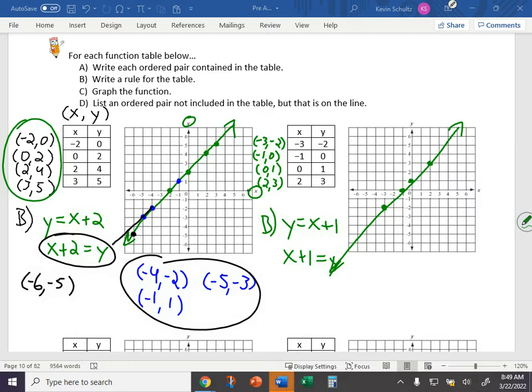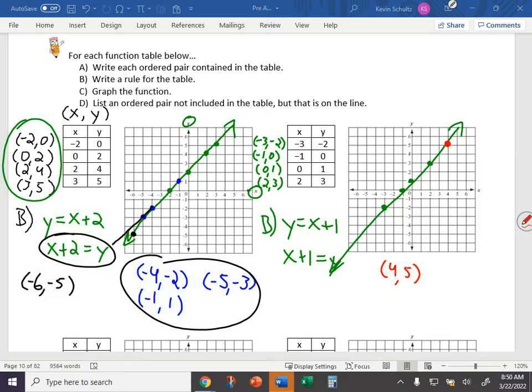Sophie. 4, 5. Let's make that point bigger so it fits on the line. Good. And how do we know that 4, 5 works? How can you defend that choice? Because it follows the rule. Yeah. If our rule is x plus 1, 4 plus 1 equals 5.